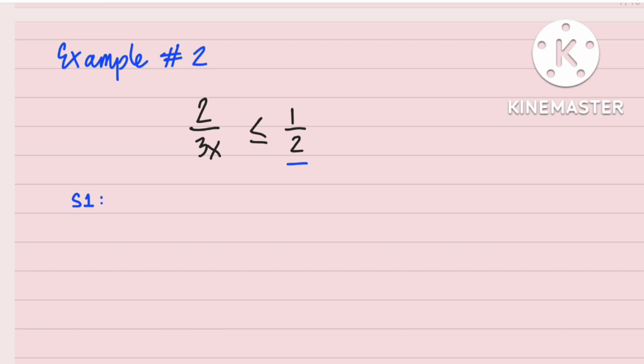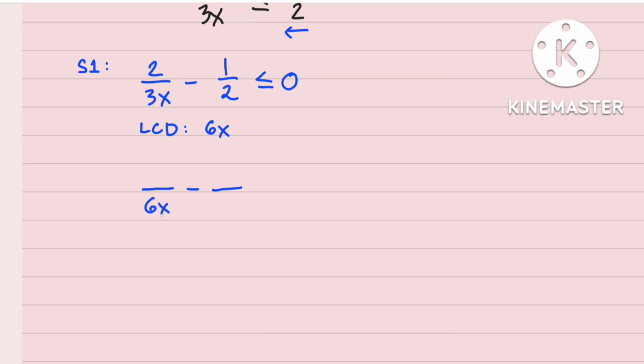We want the right hand side to be 0, so we move 1/2 to the left. It becomes negative. And we want the left hand side to be a single expression. So we find the LCD of 3x and 2. And the LCD is 6x. We will now transform the two fractions. Both of their denominators will become 6x. 6x divided by 3x, that is 2, multiplied by 2, that is 4. 6x divided by 2, that is 3x. And 3x times 1 is 3x.